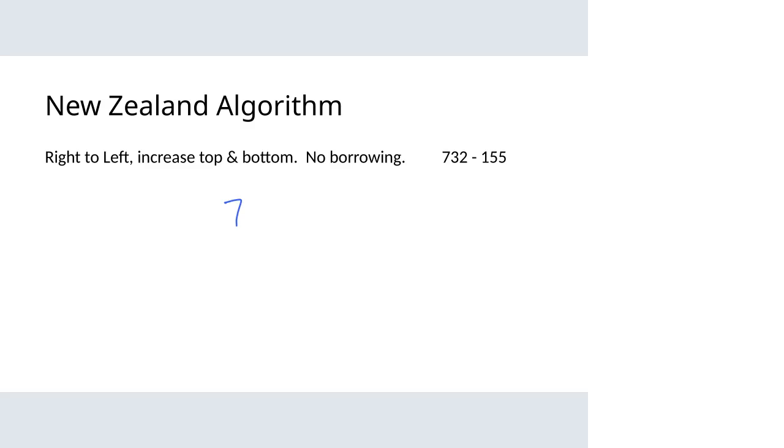If I have 732 minus 155, and I want to subtract those, we're going to go right to left. So it's the same as what we're used to with our standard algorithm. And I'm going to try to do 2 minus 5, and I can't do it. What I'm going to do here is I'm not going to borrow, I'm not going to trade, I'm not going to do any of that. What I'm going to do is make the top number bigger by 10 so that I can do the subtraction.